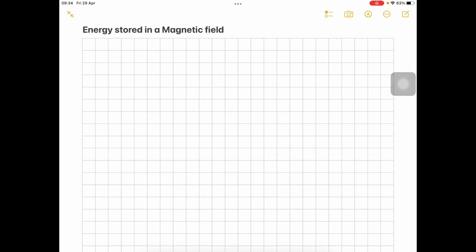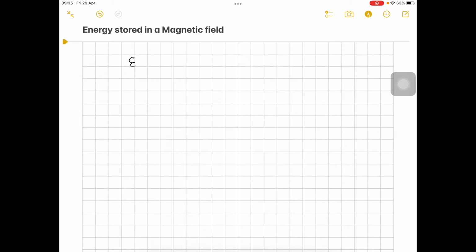Good morning, dear students. Today we are going to discuss the topic energy stored in a magnetic field. We already saw the topic Faraday's law of electromagnetic induction. According to Faraday's law of electromagnetic induction, induced EMF is directly proportional to the negative time rate of change of magnetic flux. Epsilon is equal to minus d phi by dt.